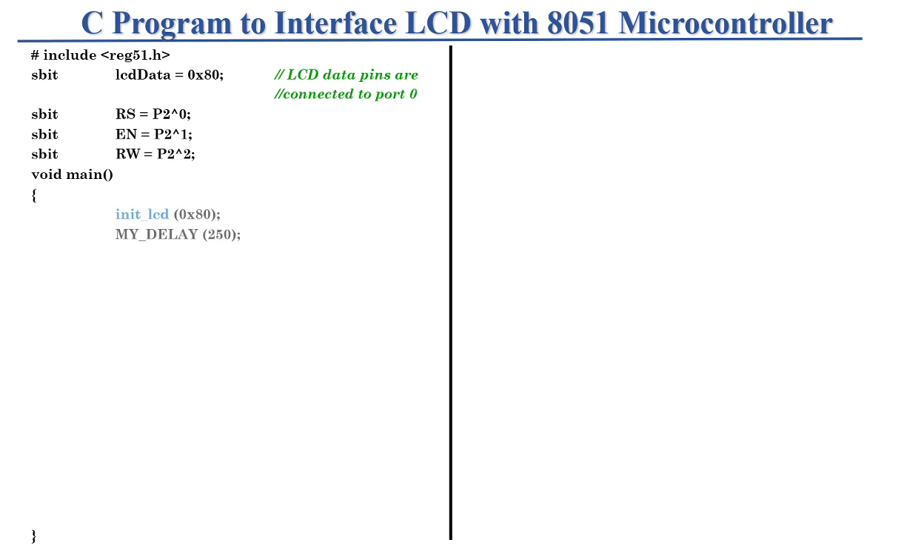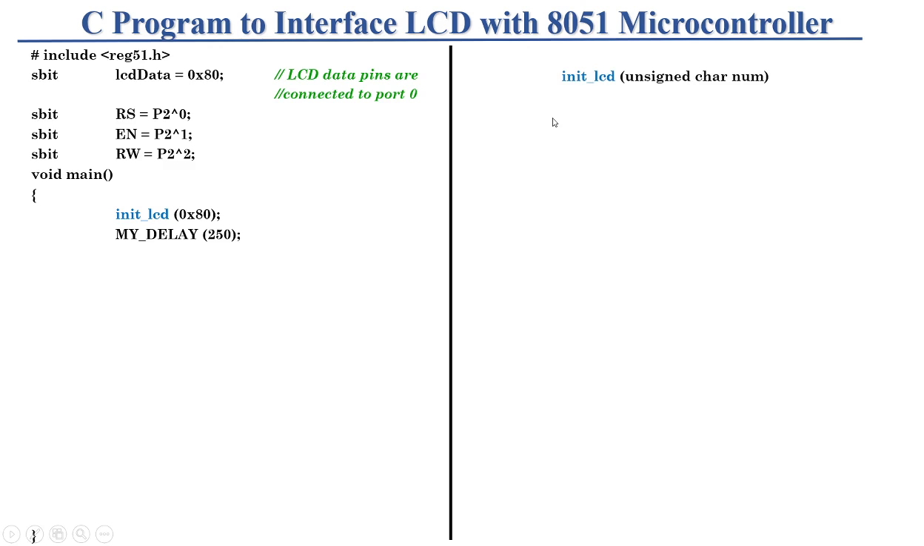So here is the main program. Here we initialize the LCD. We have written the value 0x80 and we have called the delay. When we write the value 0x80, it will call the initialize LCD function. That is nothing but the command where we have chosen the position of the first character of the first line.